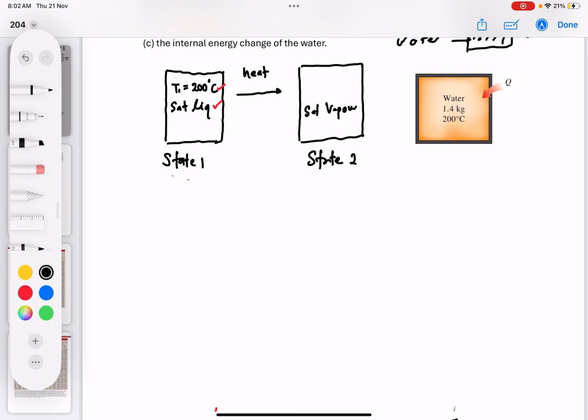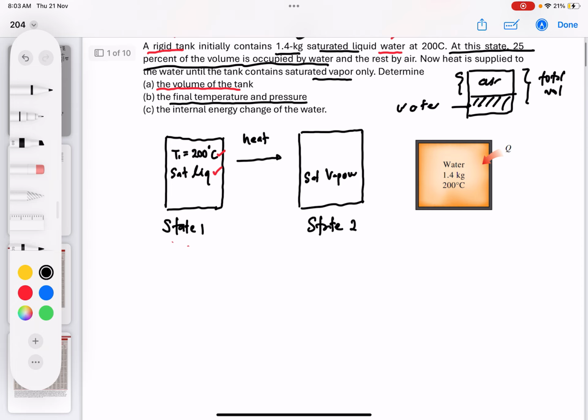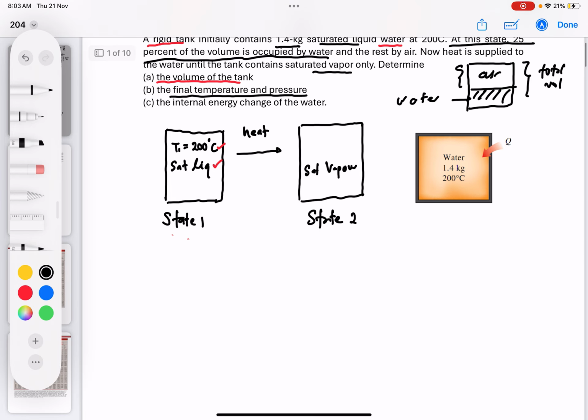Alright, so now I'm going to move on to the second part of the question, which is: what are the final temperature and pressure? The question is asking for my T2 and my P2. But if you notice, we only have one property over here. We only have saturated vapor. Therefore, we need another property so that we can apply the steam table.